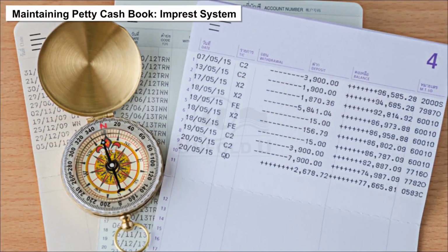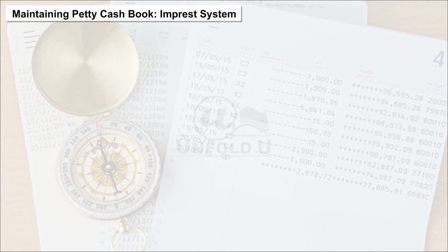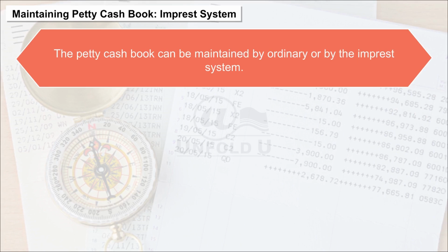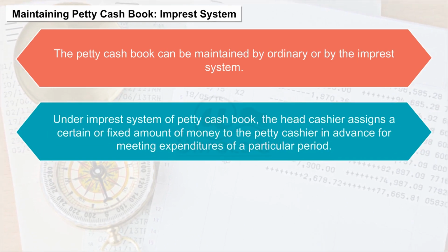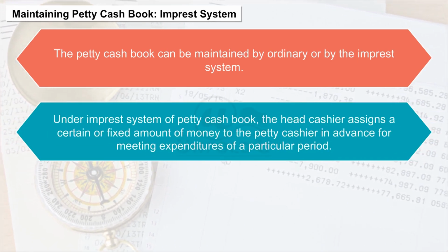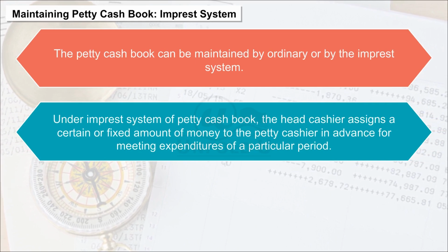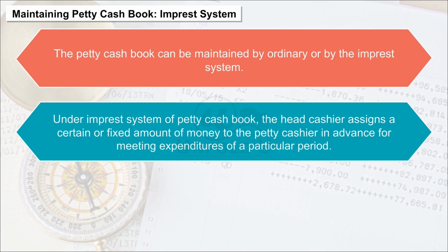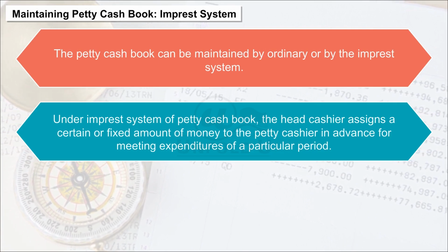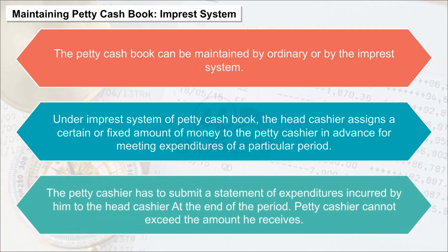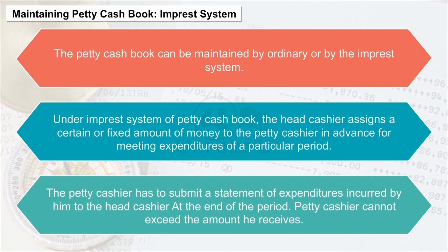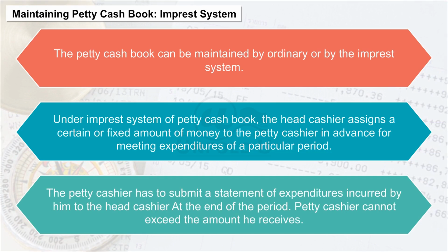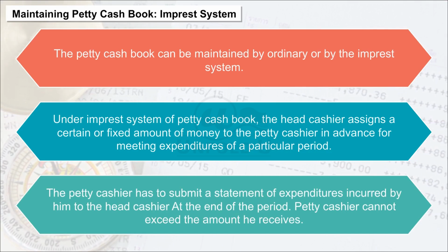Maintaining Petty Cash Book. Impressed system. The Petty Cash Book can be maintained by the ordinary or by the impressed system. Under the impressed system of Petty Cash Book, the head cashier assigns a certain fixed amount of money to the petty cashier in advance for meeting expenditures of a particular period. The petty cashier has to submit a statement of expenditures incurred by him to the head cashier at the end of the period. The petty cashier cannot exceed the amount he receives.